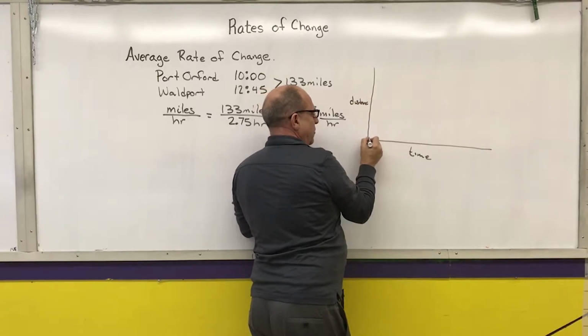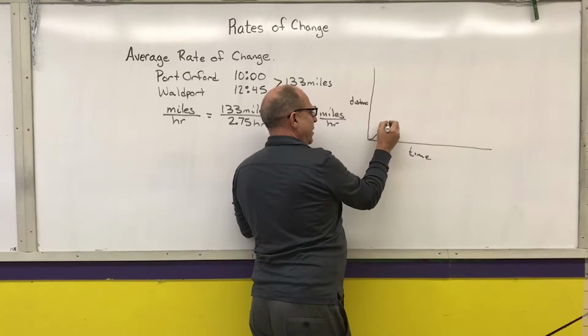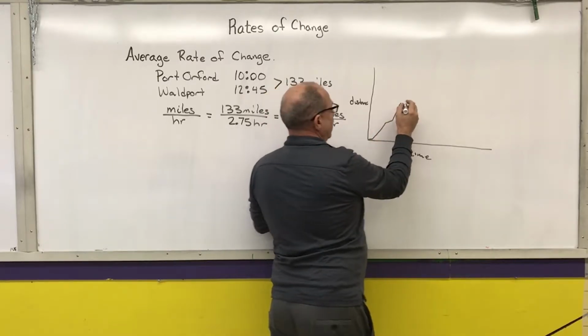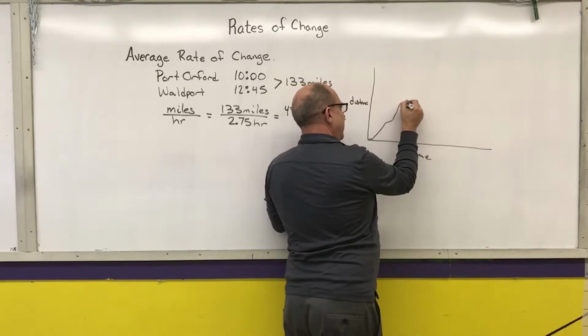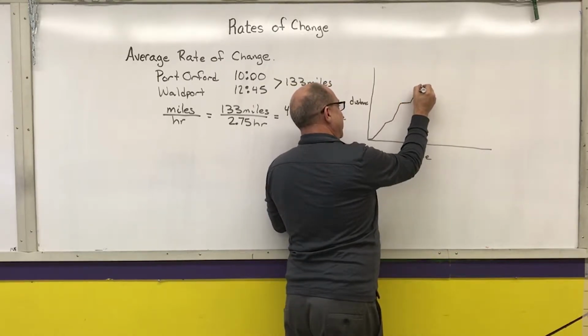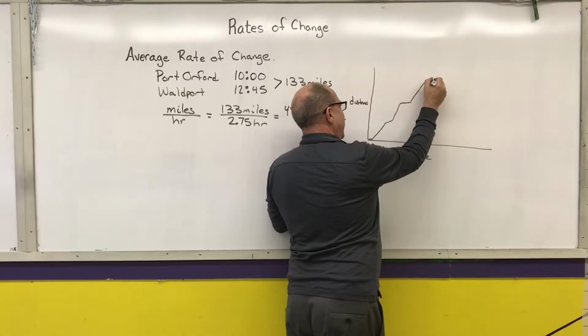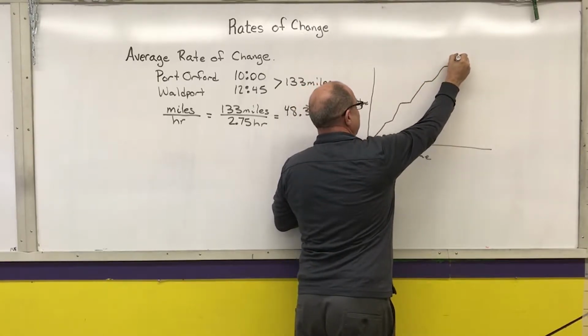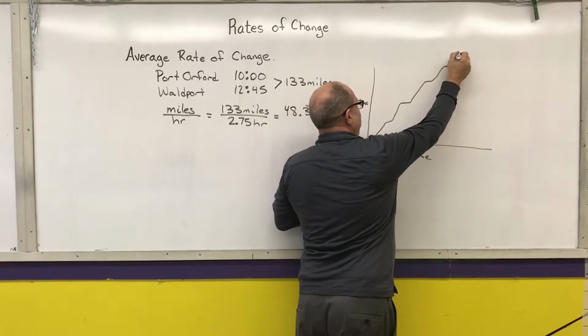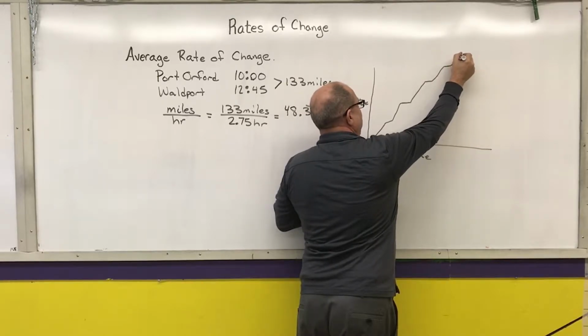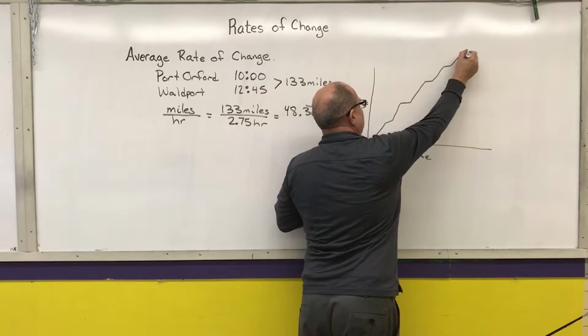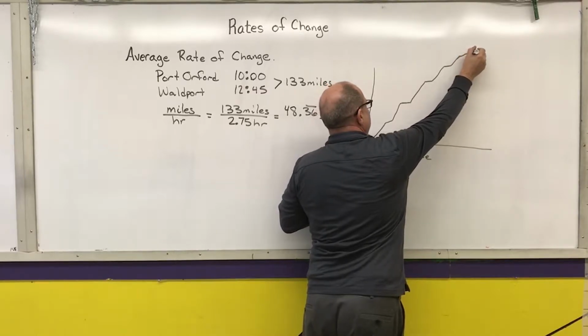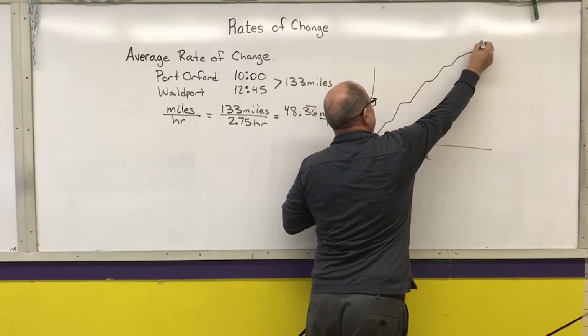I start out slow in Port Orford. As soon as I get out of Port Orford, I can go up to 55 miles an hour. I get to Langlois, I slow down, then I go up to 55 miles an hour. Then I get to Bandon and slow down, then 55 miles an hour, then Coos Bay and slow down, 55 miles an hour, Reedsport and slow down, 55 miles an hour. Then I slow down because I don't like the windy curves between Reedsport and Waldport, so I do some slow stuff, and I finally end up in Waldport.